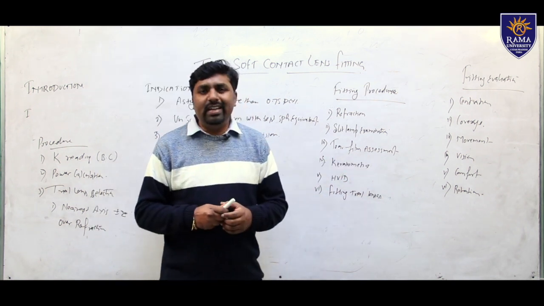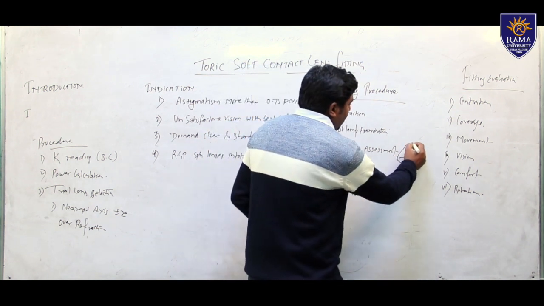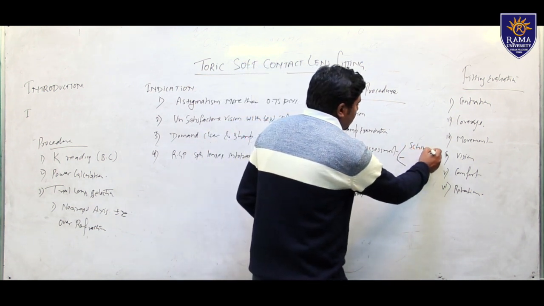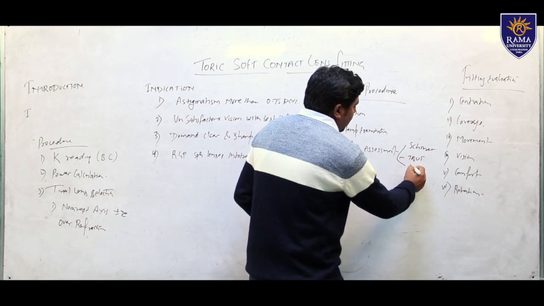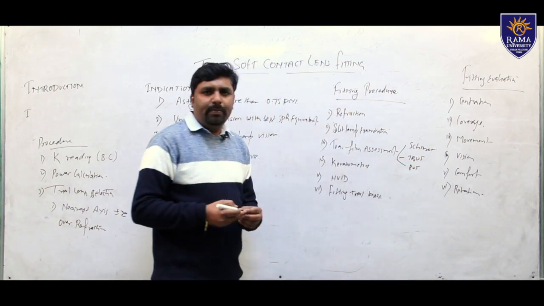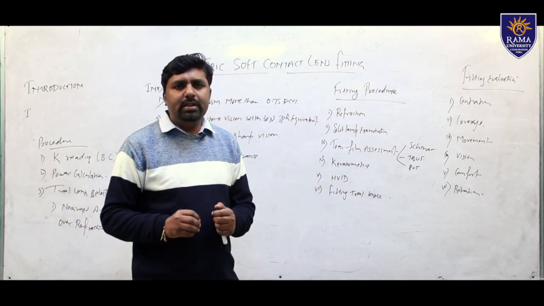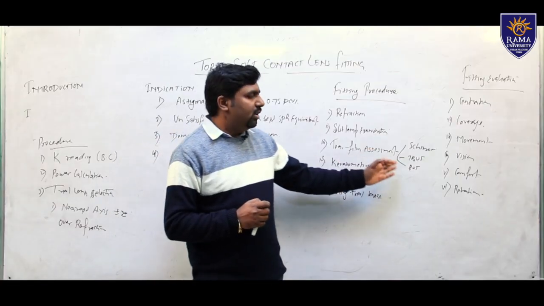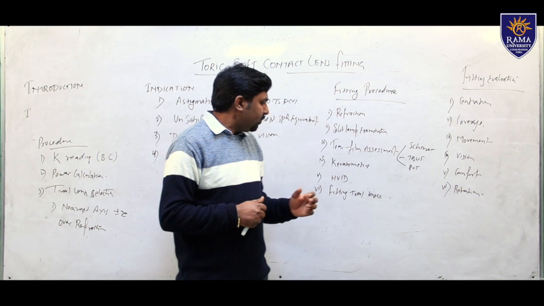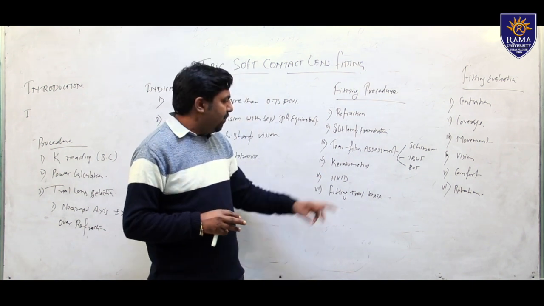Next, tear film assessment. For the tear film assessment, we have many tests. First, we can do the Schirmer test, the TBUT test, and the BUT test. If we get good findings in the Schirmer test, we can go ahead with the fitting of contact lenses. So we can select the patient if the tear film assessment is good.